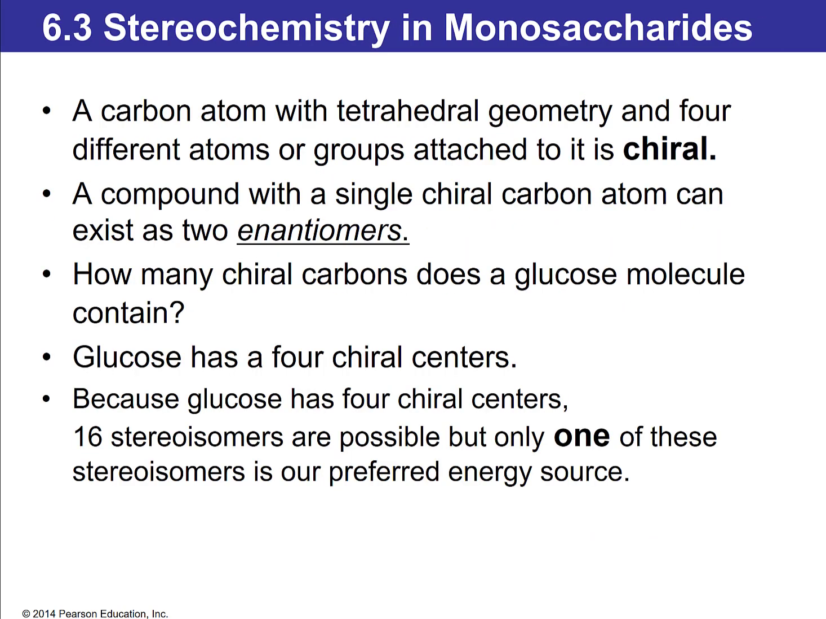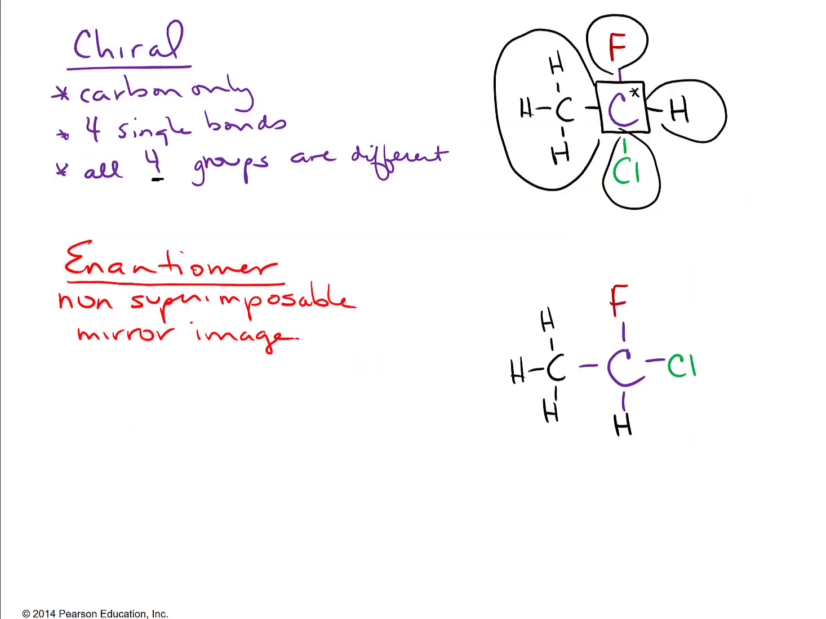So let's add one more factor into play. One of the reasons we talked about this in chapter 4 is so that we could use this in describing sugar molecules. So remember chiral carbons. Definition of chiral: chiral is only seen in carbons. Oxygens cannot be chiral. Hydrogens cannot be chiral. So you are only looking at carbons.